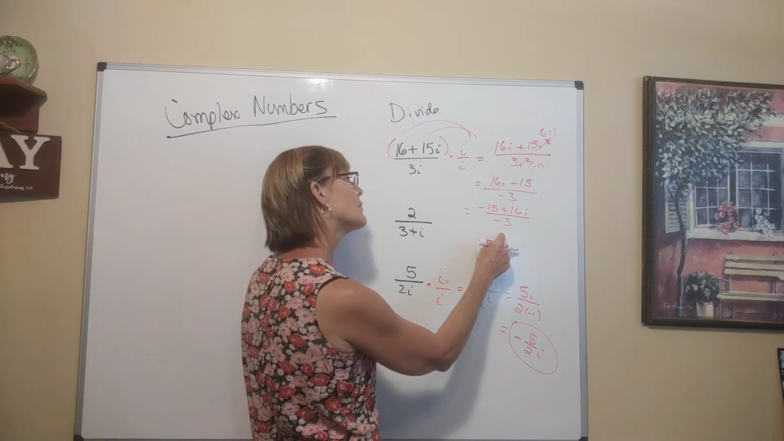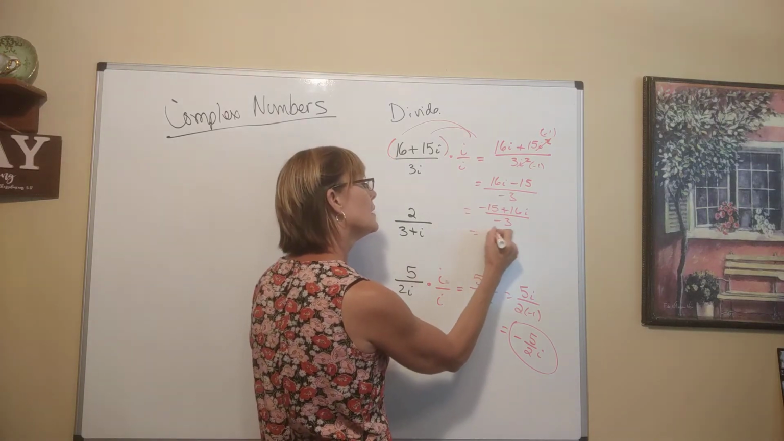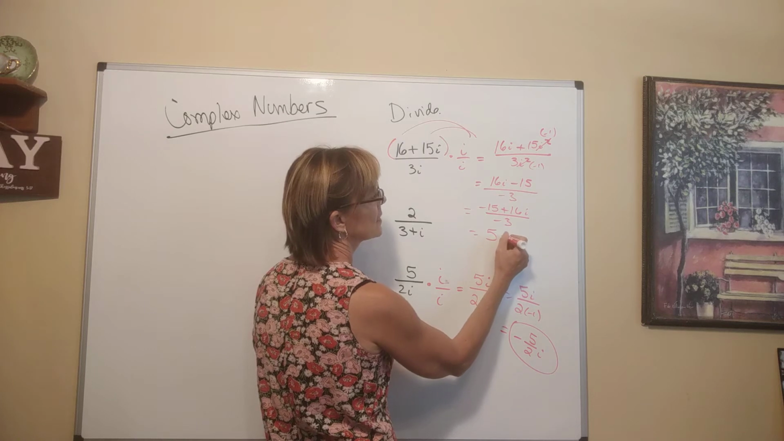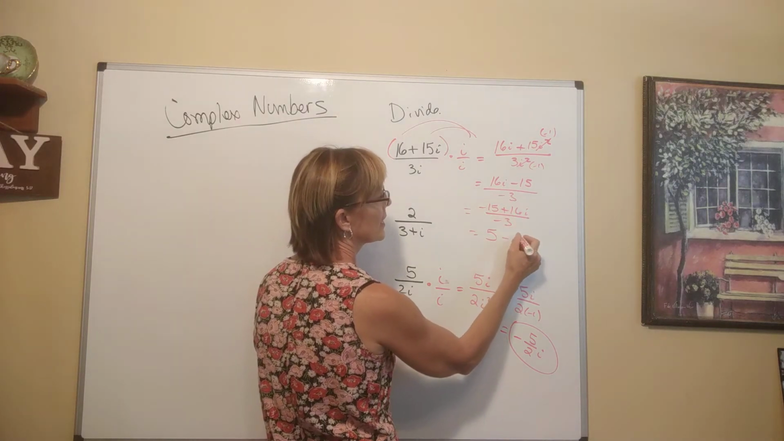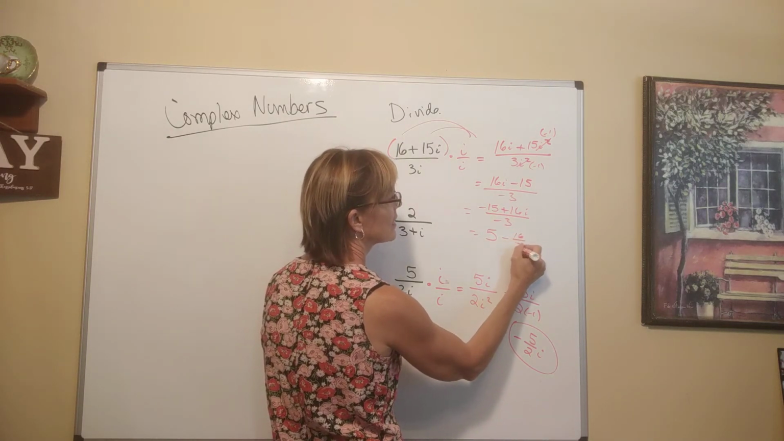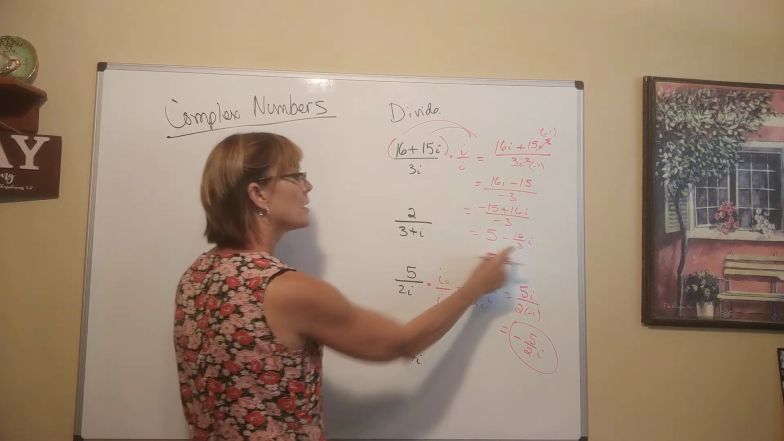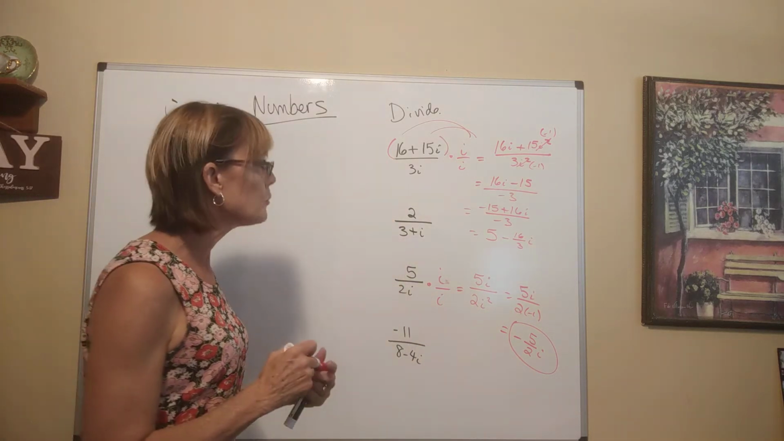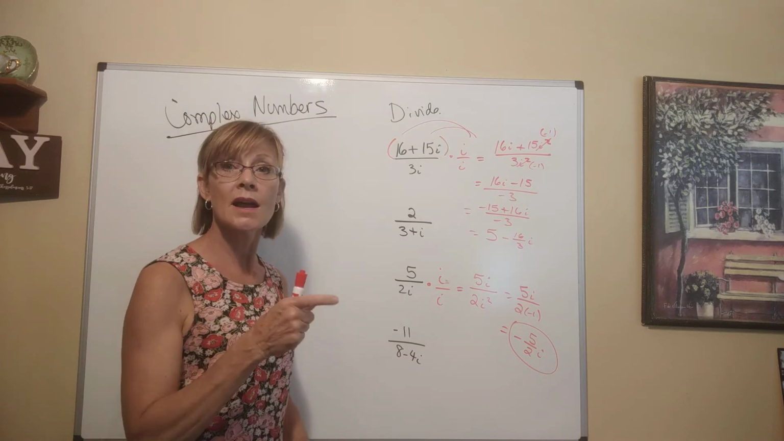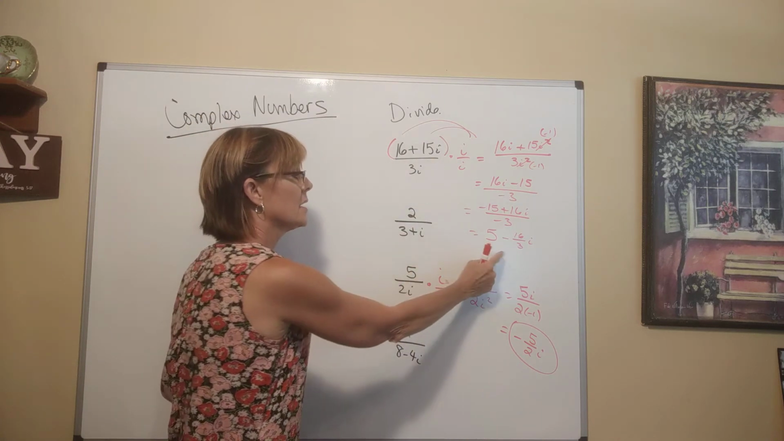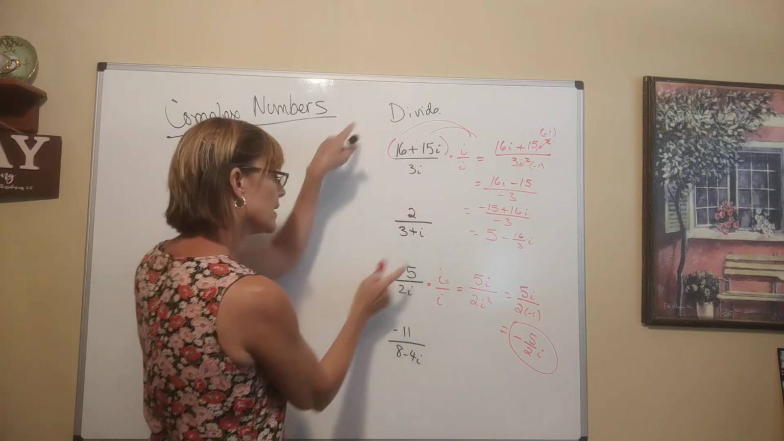We could say -3 goes into -15 5 times, and then 16 divided by -3 is 16 over 3i, the real part and the imaginary part. The job was to get rid of the i in the denominator, and we did that here, and we did that there. Okay, that's those two.